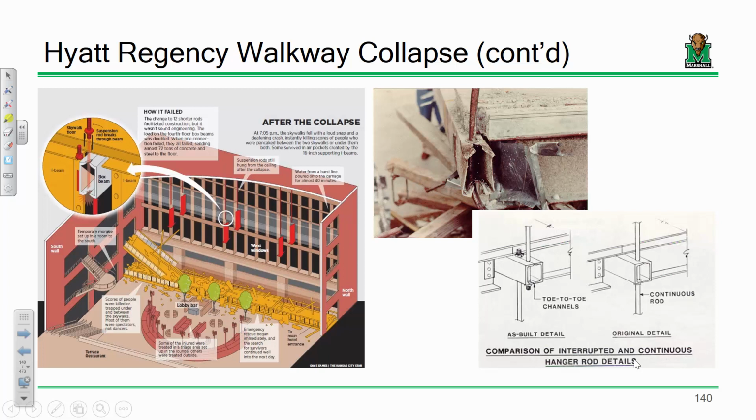What happened was, if you looked at the connection where the rods went through that channel beam, it basically doubled the shear load on that box beam. And so the rod just sheared right through that section, and everybody was drastically injured or killed as a result, but hey, the contractor saved like 10 bucks a connection. I mean, that's why it happened. The contractor just looked at it and said, well, I can save some money on this. Instead of having to deal with this super long threaded rod, I'll just cut them in half and drill two. It'll be all right.